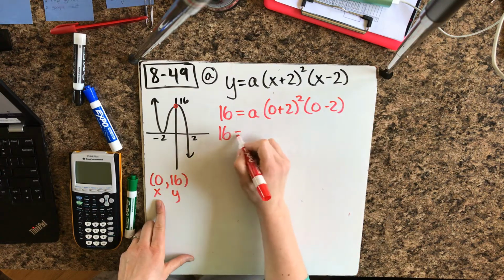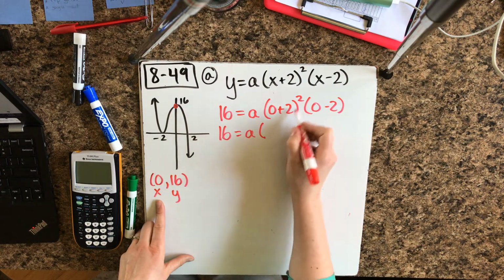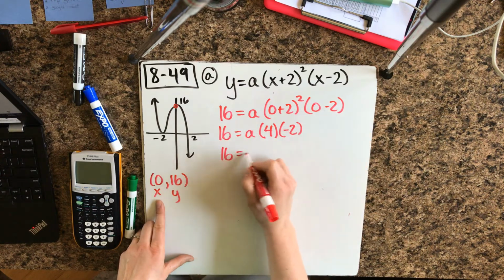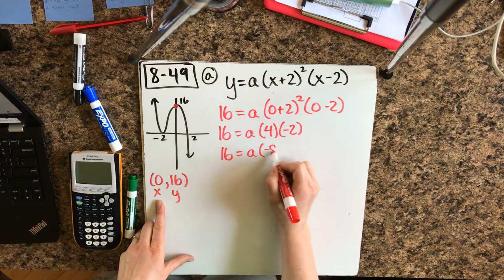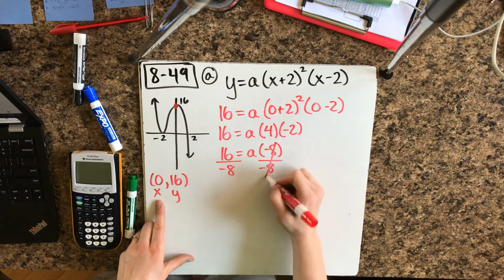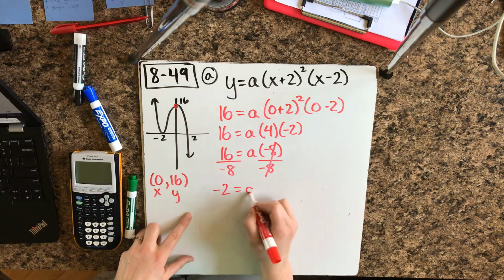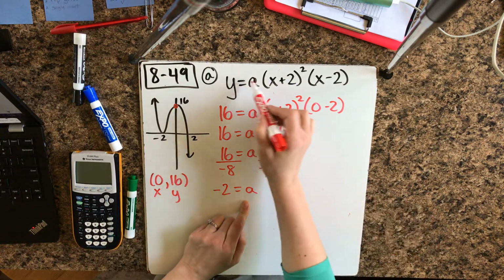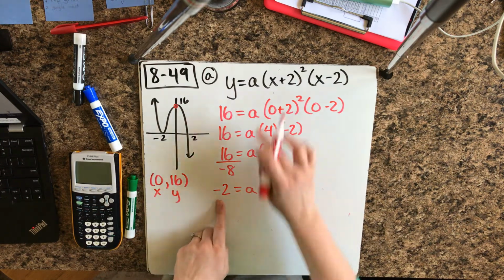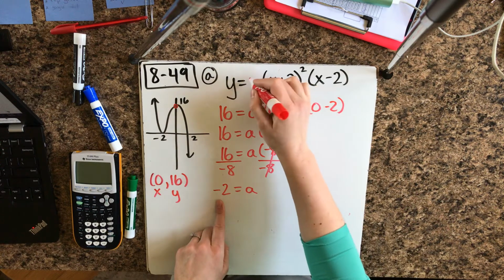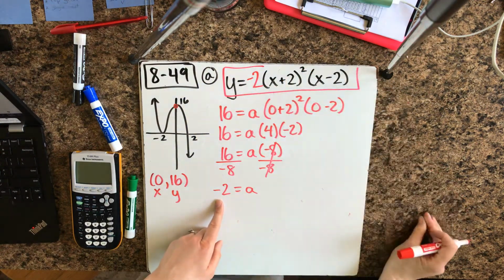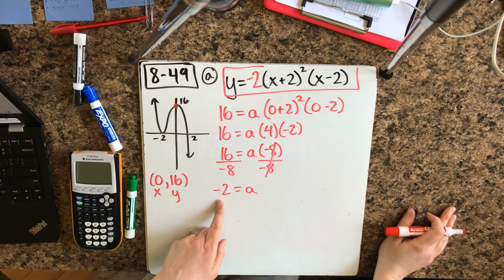Okay, 16 equals a times 2 squared times -2. So 16 equals a times -8. So if I divide both sides by -8, I get -2 as my a value. So remember when I said I don't want to put a negative in front there, because doing my algebra all the way through gets me the negative value that I need. So my final answer is y equals -2 times x plus 2 quantity squared times x minus 2.